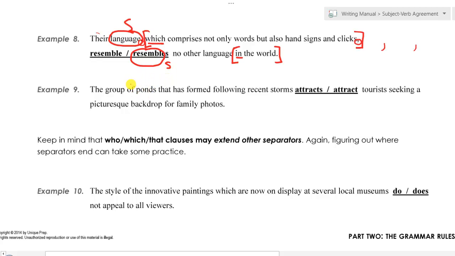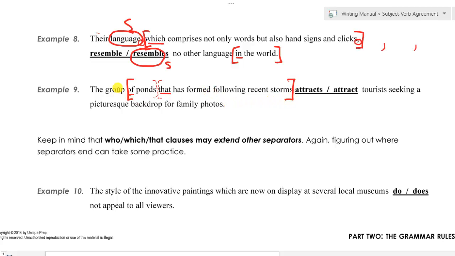Example 9, the group of ponds. So there's a preposition. So we're going to start our separator there. We might be tempted to end our separator here, and that'd be perfectly fine as long as we spot that we need to pick another separator back up at the that. Remember, who, which, that clauses are separators. So instead of drawing 2 brackets in here, all I'm going to do is keep going, and I'm going to draw my ending bracket after the that clause.